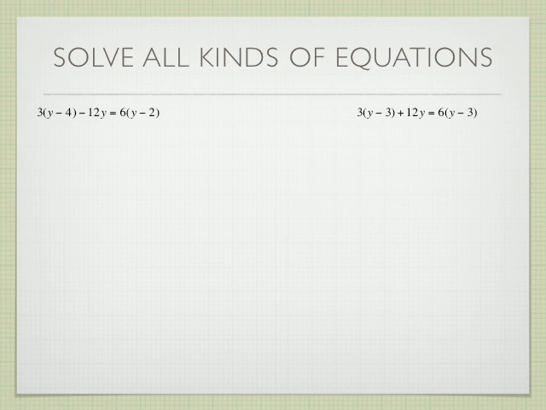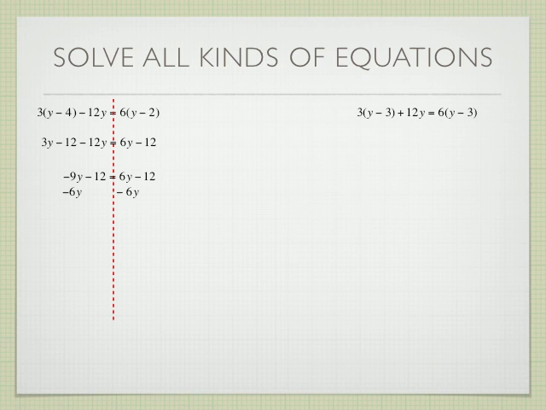Okay, next problems. Please pause this, do these on your own and see how they work. All right, now that you've done them, let's distribute. So the first problem, we have 3y minus 12 by distributing that 3 to y and 3 to negative 4. And then 6y minus 12 from distributing the 6 to the y minus 2. Combining like terms on the left, 3y minus 12y would give me minus 9y. I'm not changing the signs of either of those. They're on the same side of the equal sign.